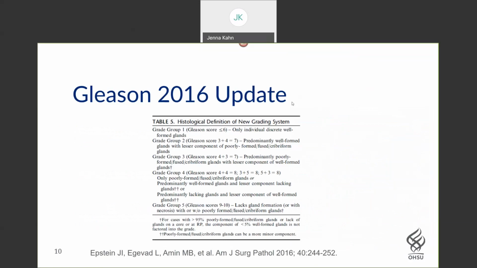In 2016, there was an update to the Gleason scores, and they were placed into groups, classifications. So grade group 1 is Gleason score 6 or less. Grade group 2 is Gleason 3 plus 4, or 7. Grade group 3 is 4 plus 3 equals 7 as well, but the predominant is 4. Grade group 4 is 4 plus 4, 3 plus 5, or 5 plus 3, so any of them that equal 8. And again, whatever the first one is, that's the predominant. And then grade group 5 is Gleason scores 9 and 10.